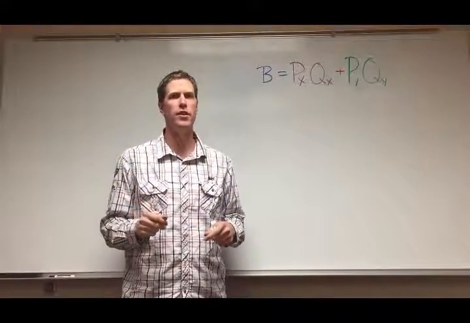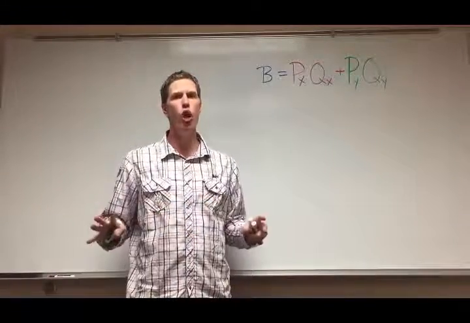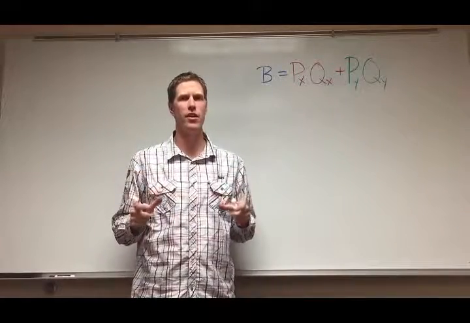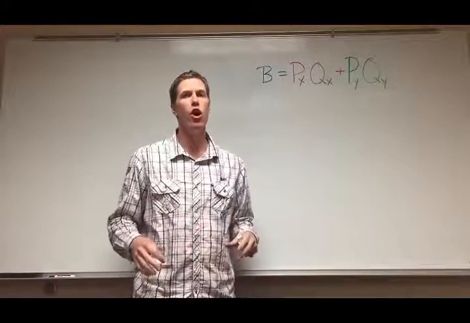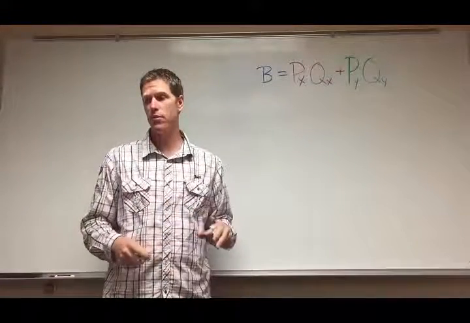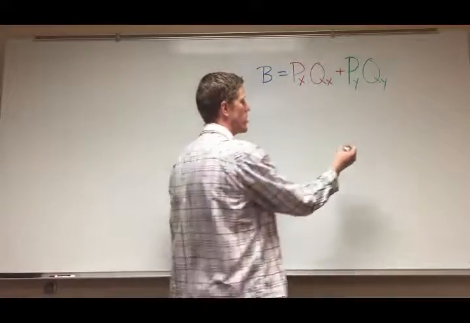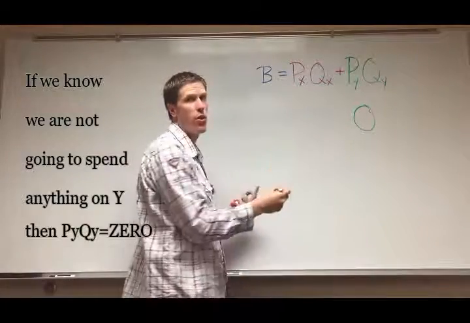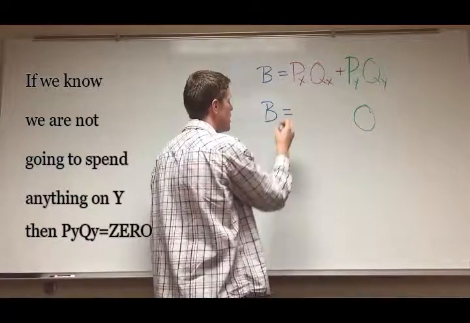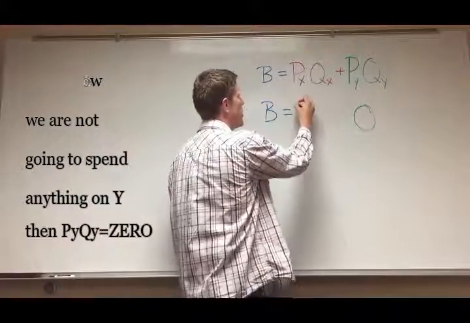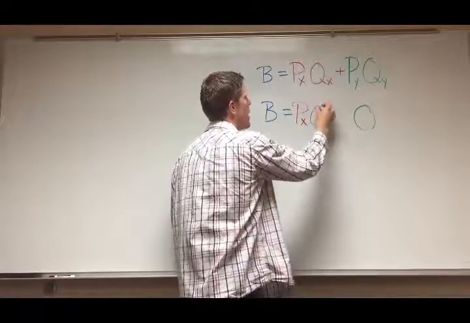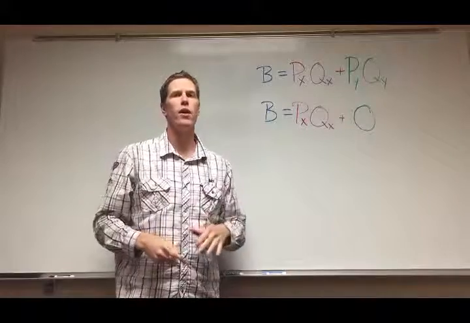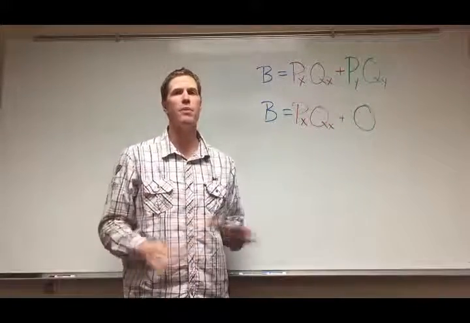So here's the thought experiment that you want to do: what if we spent no money on one of the goods? To move from the mathematical form to the graphical form, that's a great thought experiment to go through. What if we spent no money on one of the goods? Let's say we spent absolutely no money on Y. So let's turn this into a big old goose egg, 0, and leave the rest of the equation the same. So we still have B equal to the price of X multiplied by the quantity of X plus 0. This would be a case where we had our budget constraint and we knew we were going to spend absolutely nothing on Y.